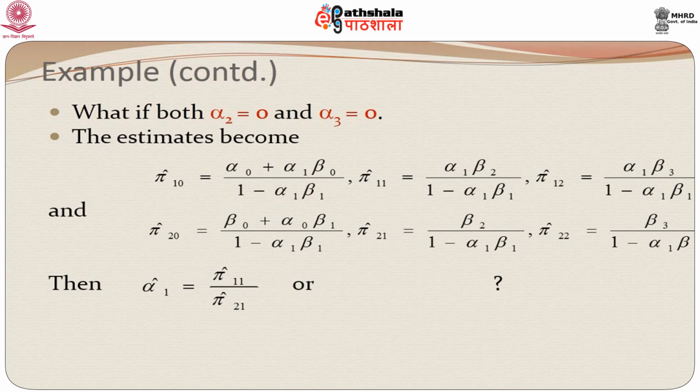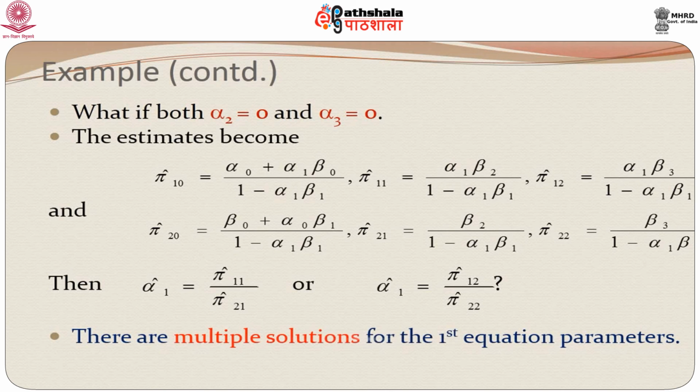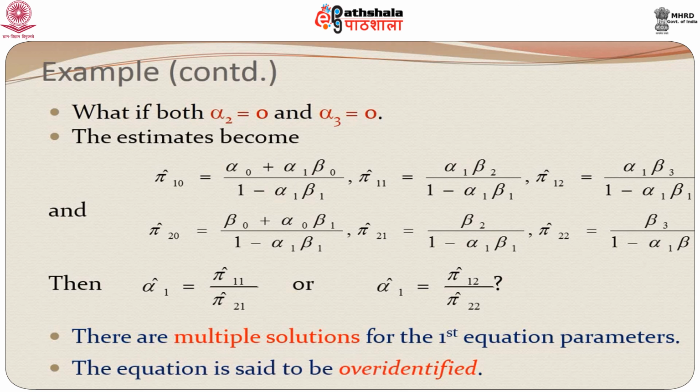But then if you look at the third components, pi 1 2 hat and pi 2 2 hat, the ratio of these two also gives you alpha 1 hat. So, we can have two different estimates of alpha 1 hat. And similarly, corresponding to this, we will have two different estimates for alpha naught also. So, in this case, we say that there are multiple solutions for this first equation, and hence the first equation is over identified. We have more than we actually required.